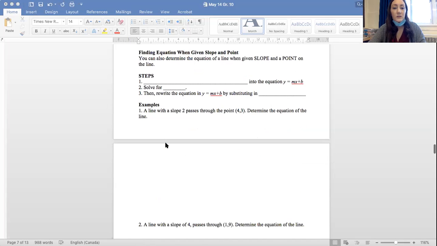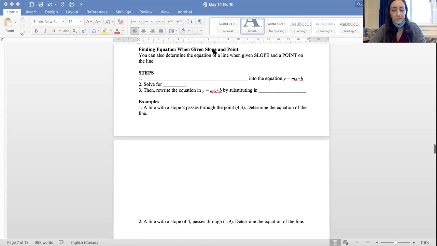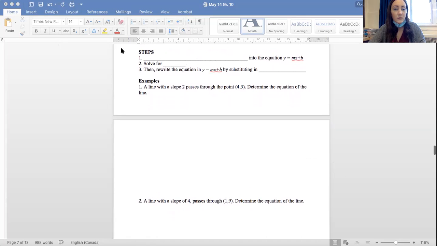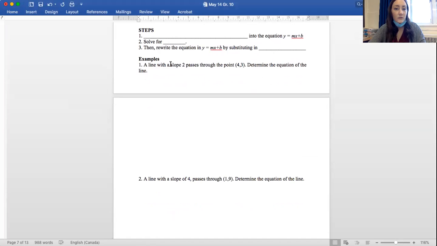So your first step, there you go. Now we have more room. Okay, so our first step is to substitute all values into the equation y equals mx plus b. And then because we don't know b, we're going to solve for it. And then we're going to rewrite the equation in y equals mx plus b by substituting m and b, so our slope and our y-intercept.